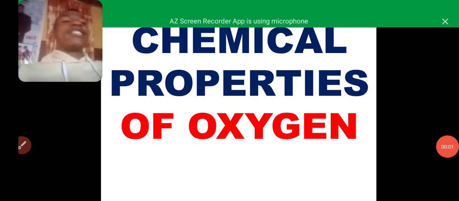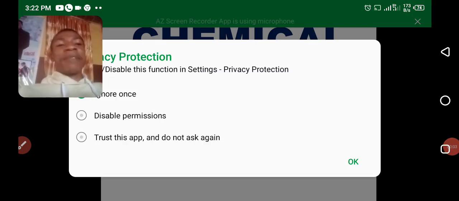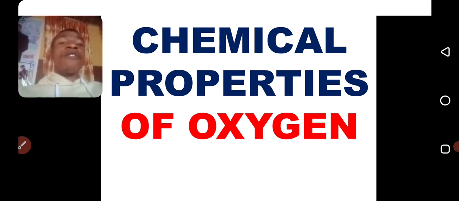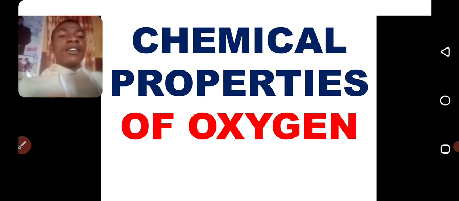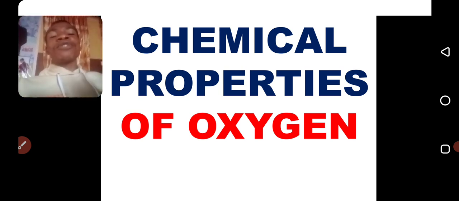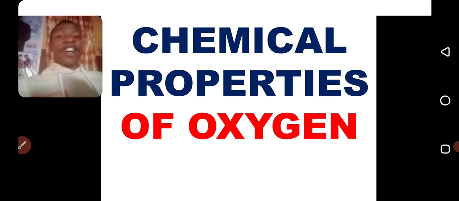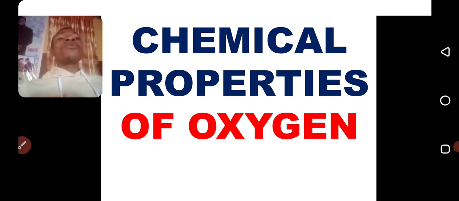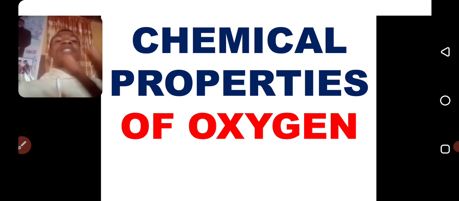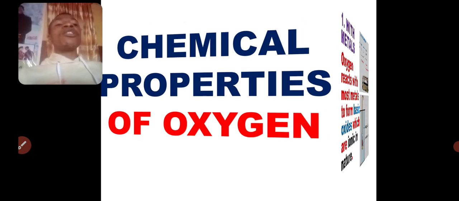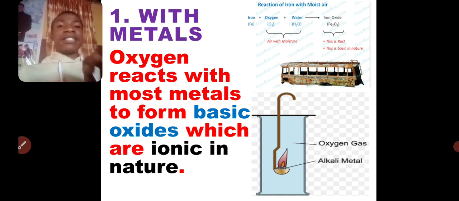Here we'll be looking at the chemical properties of oxygen. Don't forget that these are properties that have to do with changes in the chemical composition of a substance. So look at number one, the reaction of oxygen with metals. How does oxygen react with metals?